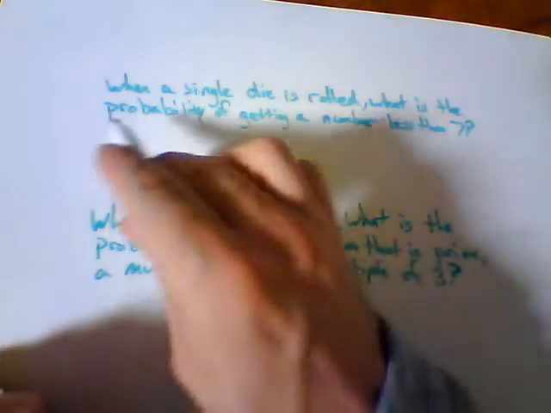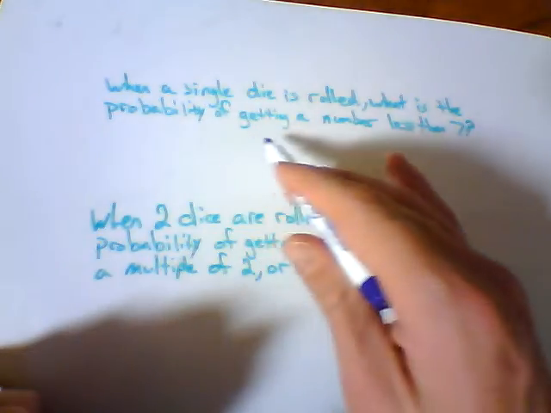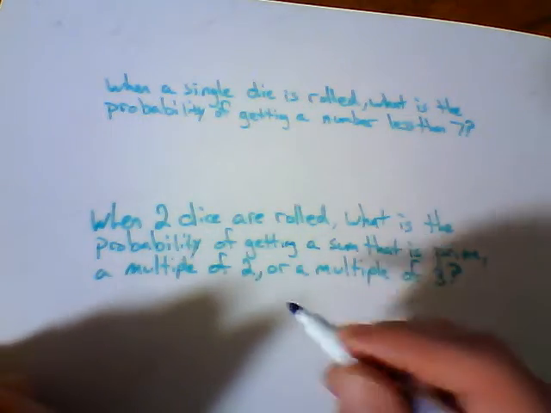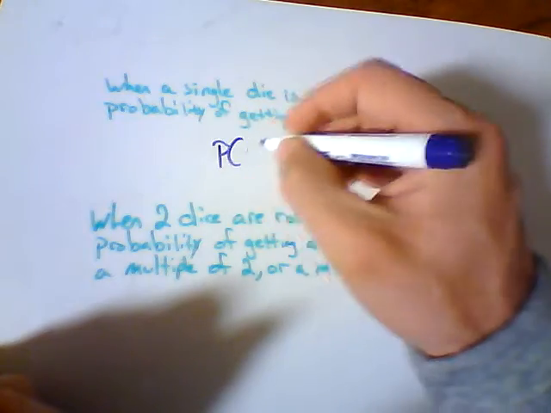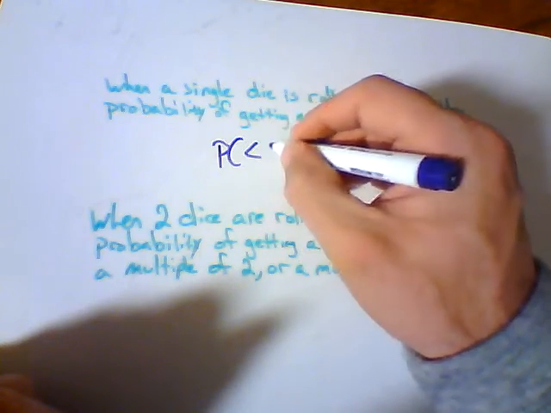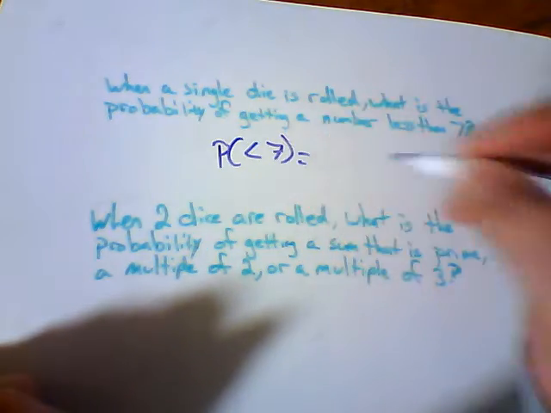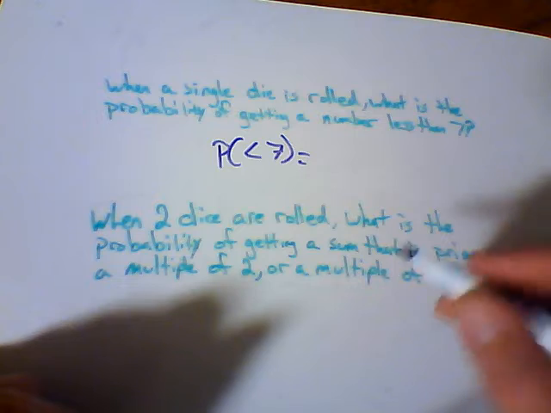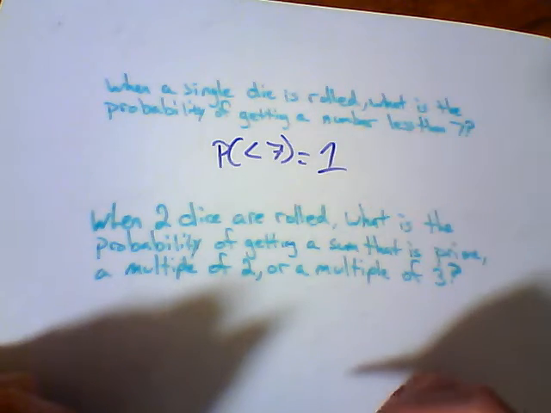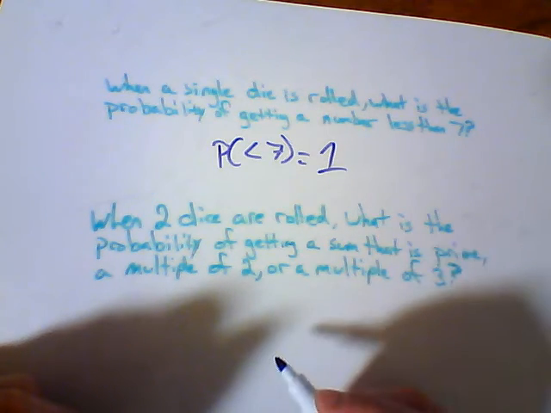We'll deal with it. When a single die is rolled, what is the probability of getting a number less than 7? Well, it's a 6-sided die. By the way, it's written as the probability of less than 7. Every number has to be less than 7. So, that's 1.